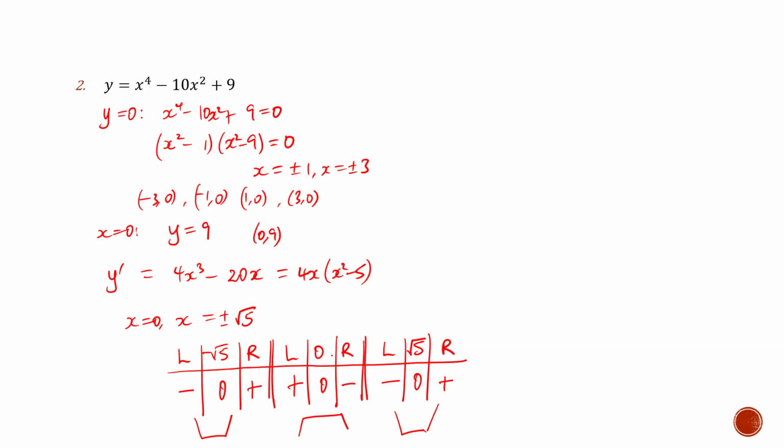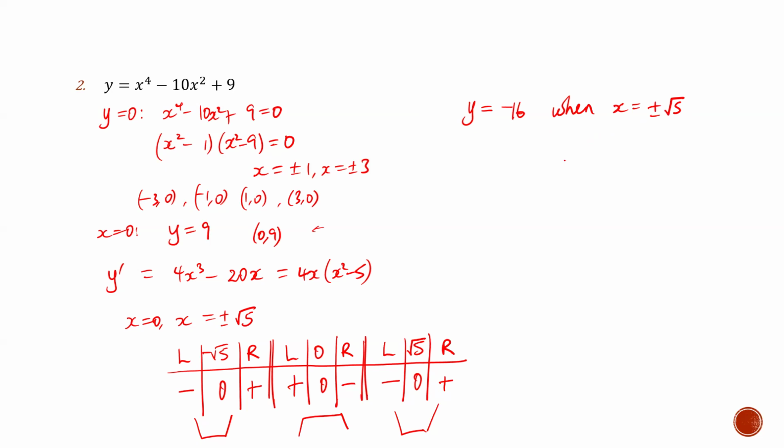And I already know that when x is 0, y is 9. We know this from here. What about when x is negative root 5? So when x is negative root 5, y would be 25 minus 50 plus 9, which is negative 16. And that's the same for when x is positive root 5. And so you have that y is negative 16 when x is plus or minus root 5. So that's where the minimum points are.